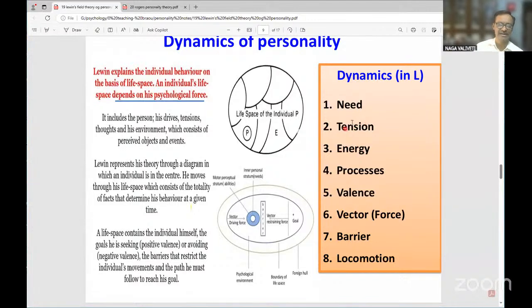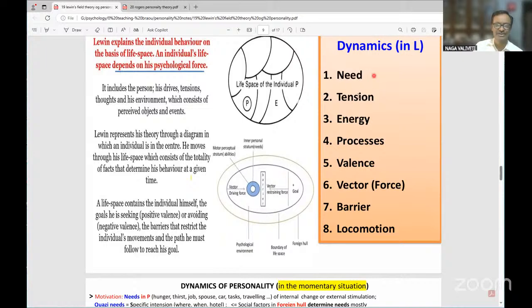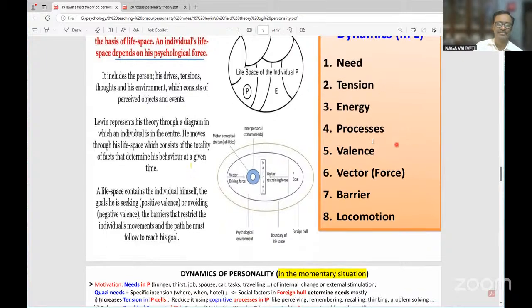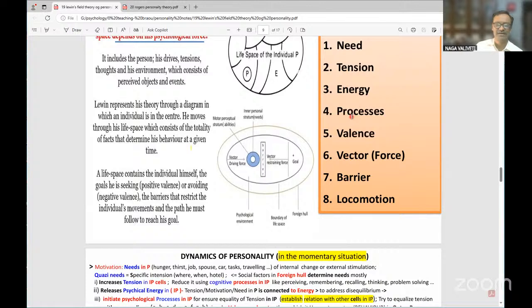Once these are released, the tension will be more in the regions of our need. Then there will be equilibrium among the cells in the inner person and the regions in the psychological environment. Our goal is bringing the equilibrium. Then certain processes are initiated in order to realize your need, including thinking, planning, and decision making. All this problem solving will be there.